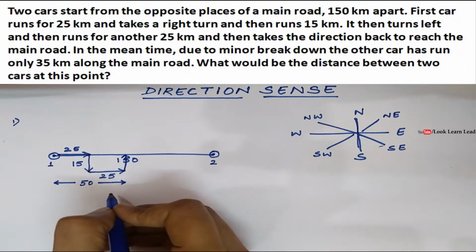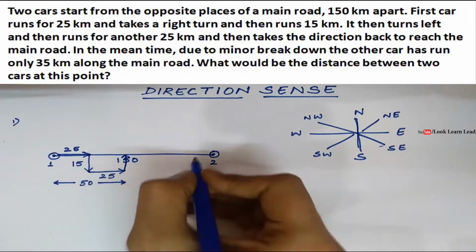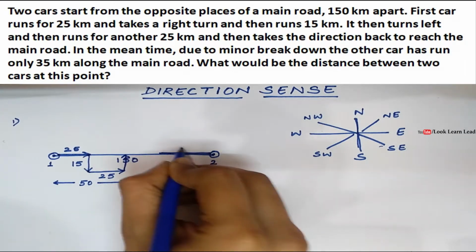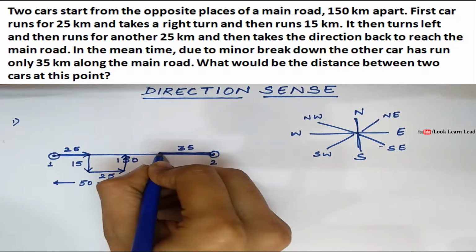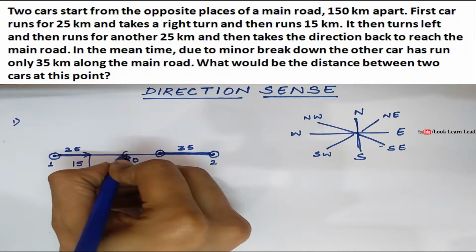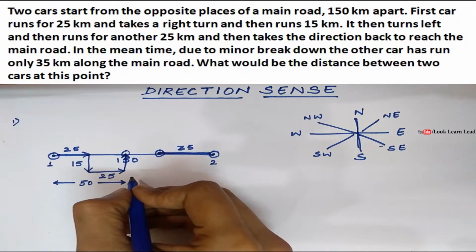Now let's talk about the next car. In the meantime, due to the minor breakdown, the another car has run only 35 kilometers around the main road. That is, the car 2 has run only 35 kilometers around the main road. That is, it has reached over here, and this car has reached over here. So what is the question? What would be the distance between 2 cars?